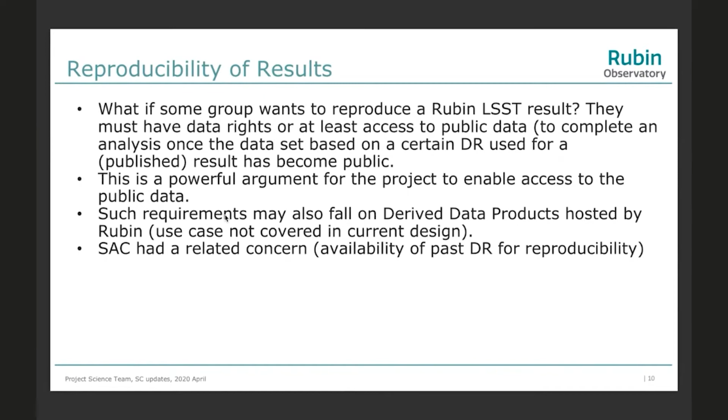And I'm just saying here in the last bullet that the SAC had a related concern generally for the public data, which is if you're a data rights holder and you publish results and then that data becomes public and is not hosted any longer at the data facility, how do you assure the ability to reproduce results by others in the LSST or the Rubin community? And so again, this is just another powerful argument that we need to solve this problem, which again we are committed to do.